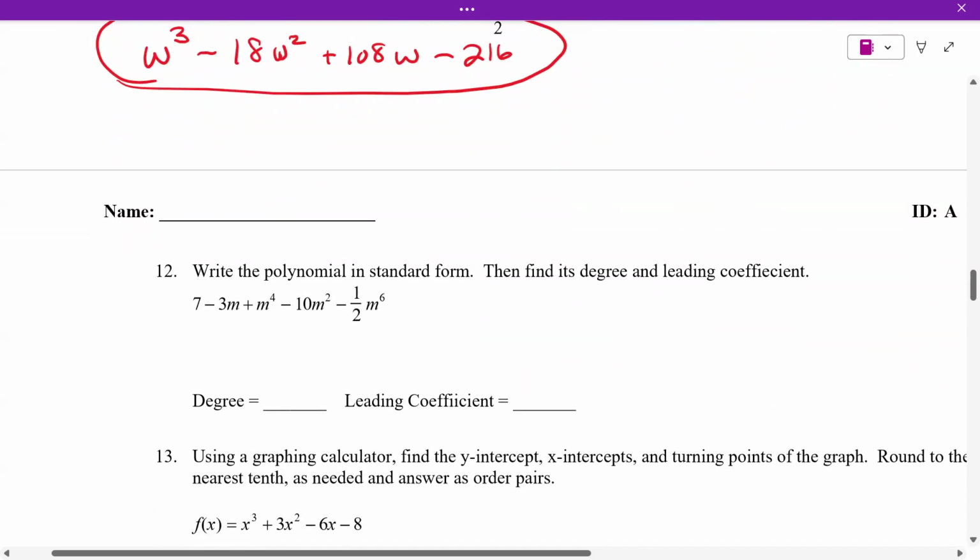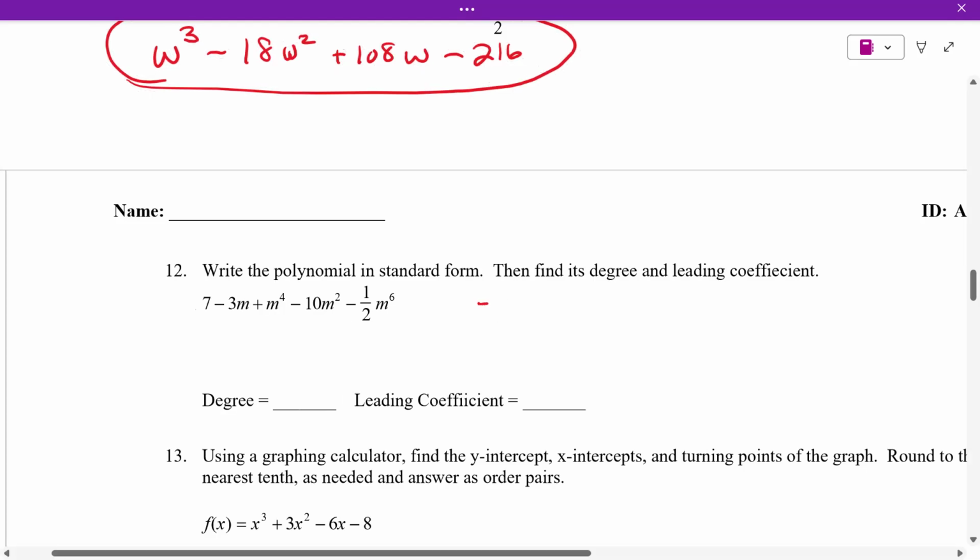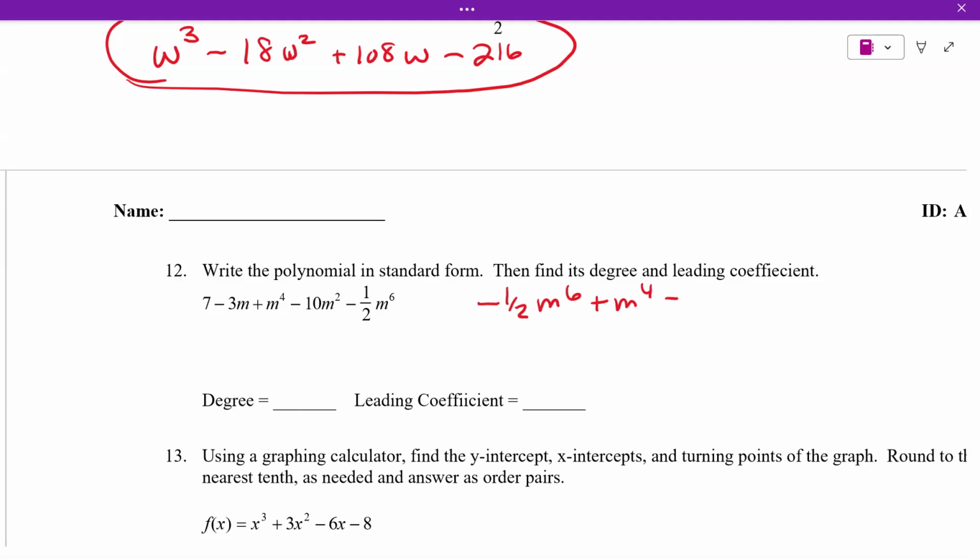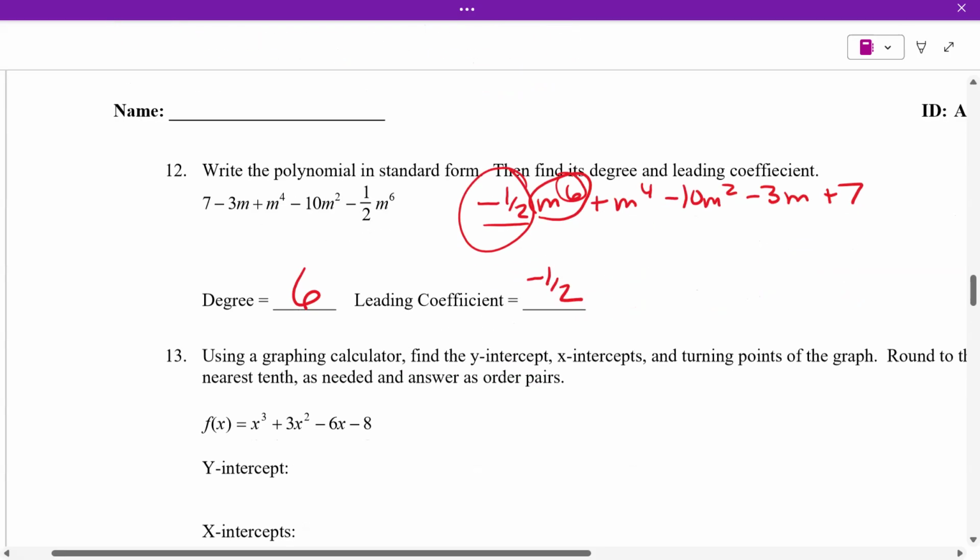Polynomial in standard form. The highest degree term comes first, so it's negative 1/2 m to the 6th plus m to the 4th minus 10m squared minus 3m plus 7. So the leading coefficient is negative 1/2. The degree on this one is 6. So you put them highest power to lowest power. The leading coefficient is this number. The degree is this number.